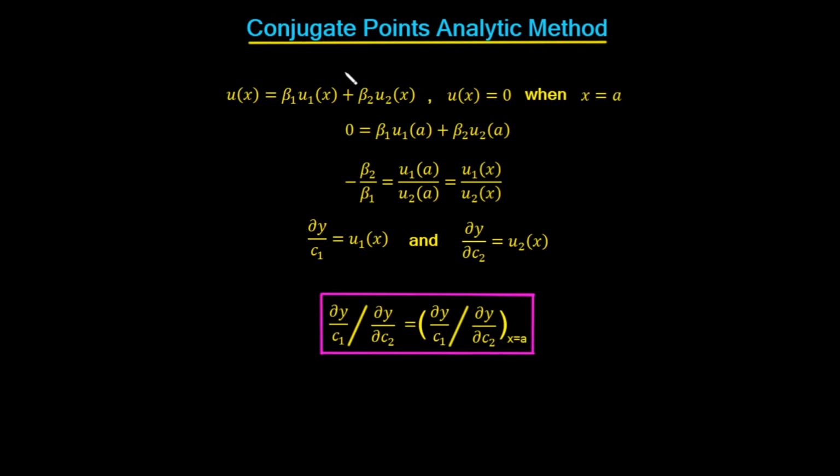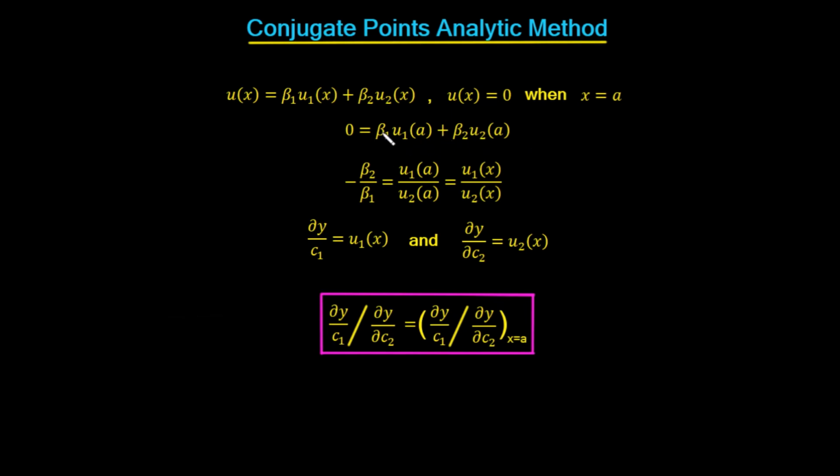We've got the solution, which is u of x, but the u of x can be made up of a linear combination of u1 of x and u2 of x times a constant factor beta 1 and beta 2. Now we also know that u of x is equal to 0 whenever x is equal to a point A, and it's also equal to 0 at the conjugate points. So we can rewrite this equation with this in, and we can say that 0 is equal to b1 u1 of A plus b2 u2 of A.